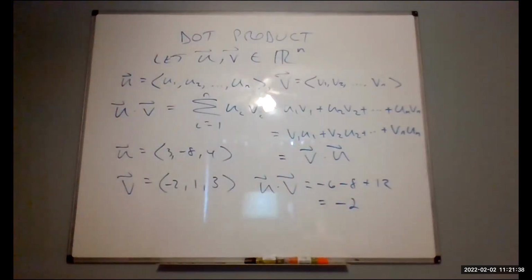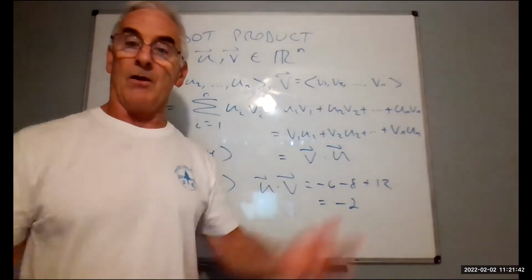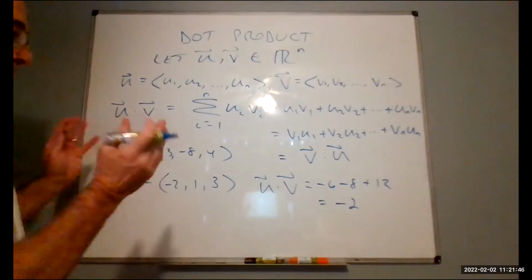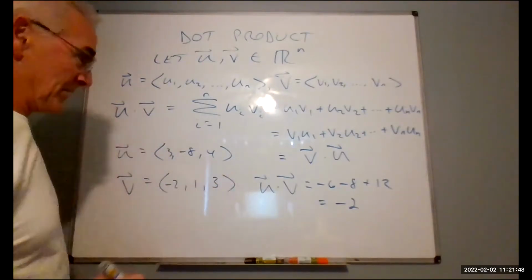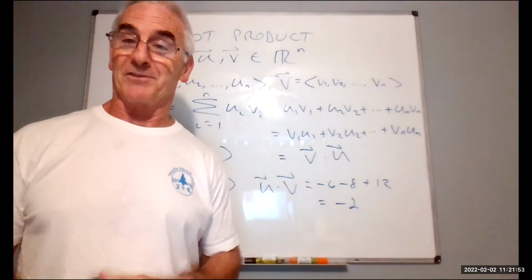Dot product can be positive, it can be negative, it can be 0. There's no restriction on the value you're going to get with dot product. That's pretty simple. Now, that's easy, but what the heck would we ever use that for? And that really is the question.